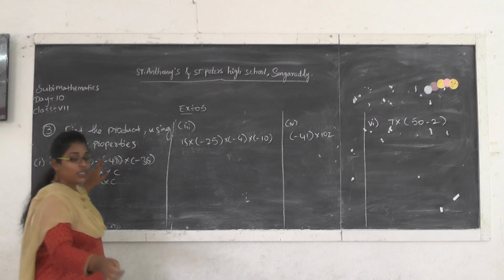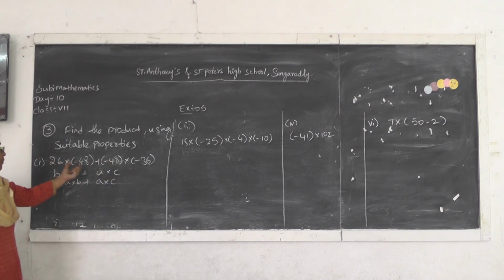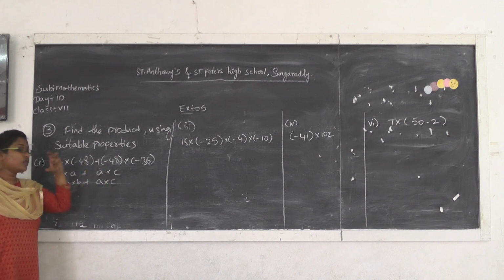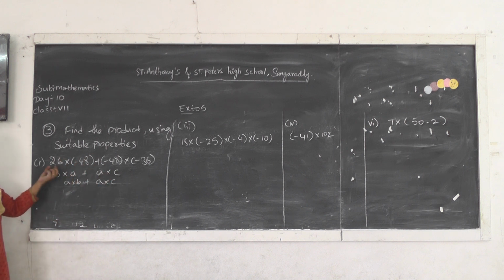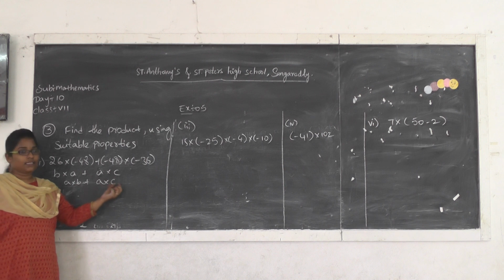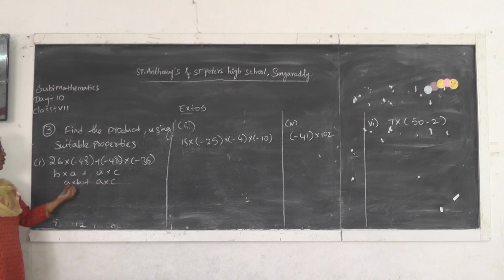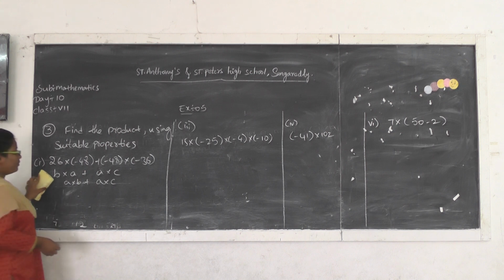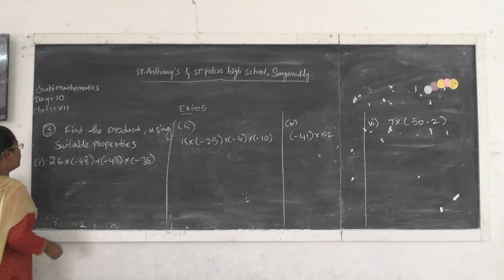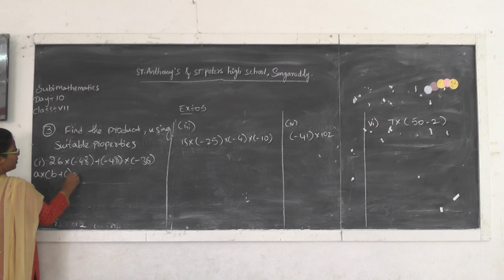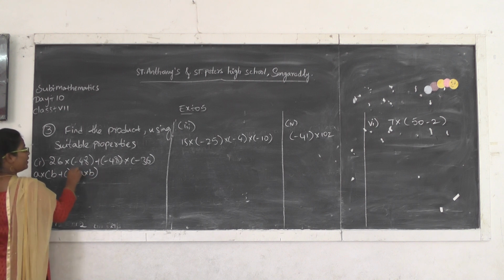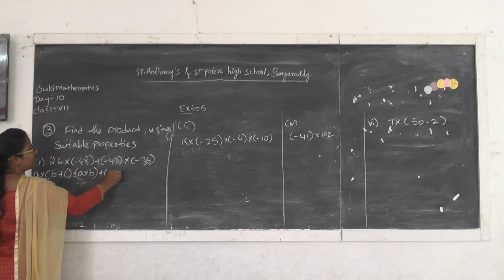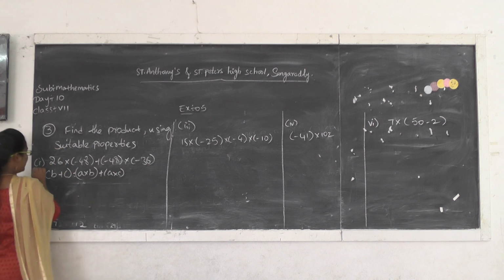Here, since 48 is coming 2 times, this 48 I assumed as A, and one term as B, one term as C. So the property is A into B plus A into C. This comes under which property? Distributive property. Now, what is the distributive property? A into B plus C equal to A into B plus A into C.